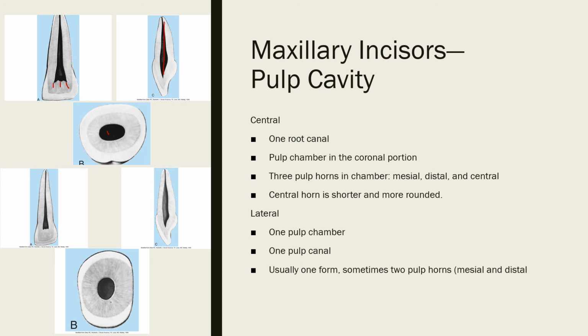Now our lateral, very similar in that it has one pulp chamber, it has one pulp canal, and usually one form, sometimes 2 pulp horns, a mesial and a distal. This is kind of showing 3, but often you'll just see 1. Okay?